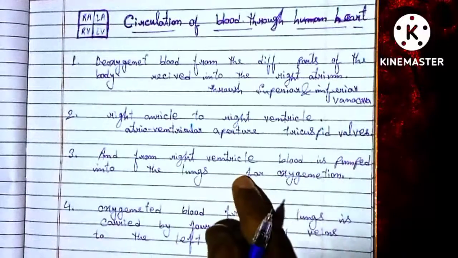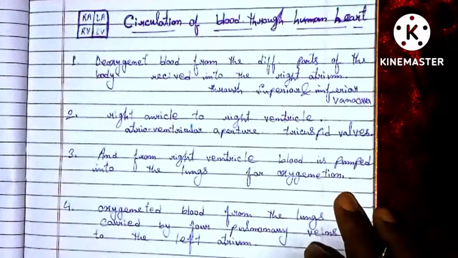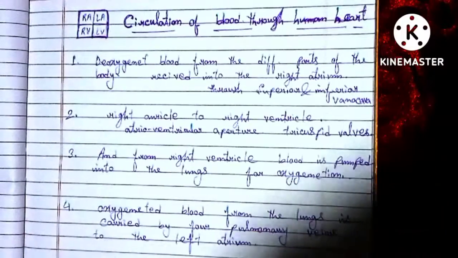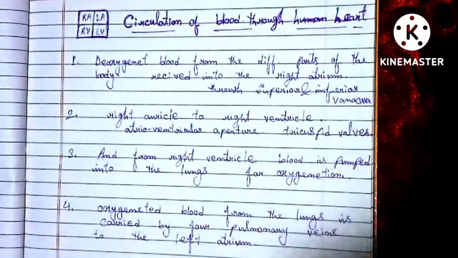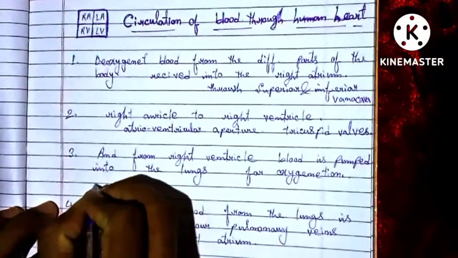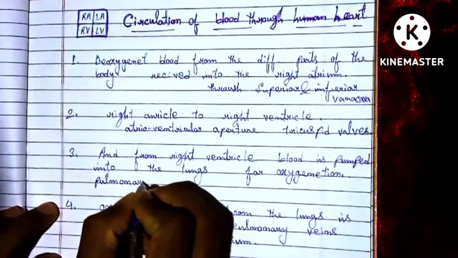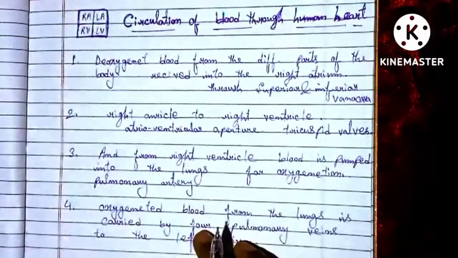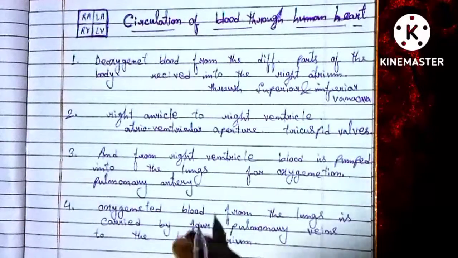And from the right ventricle, blood is pumped into the lungs for oxygenation. So from the right ventricle the deoxygenated blood is pumped into the lungs through the pulmonary artery. Through which? Pulmonary artery. So it's pumped into the lungs for oxygenation through the pulmonary artery.